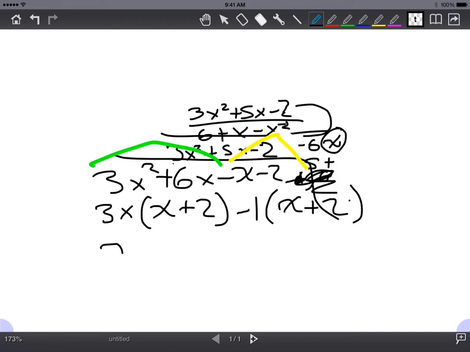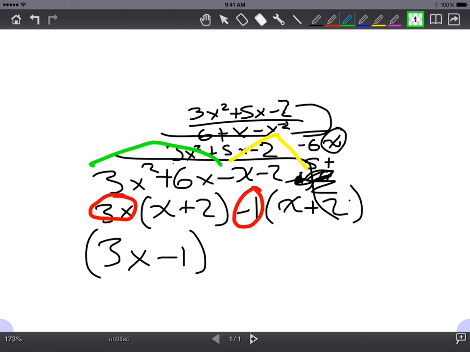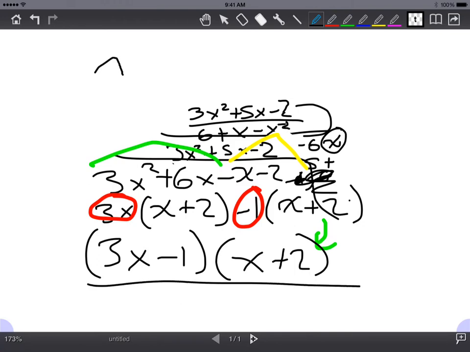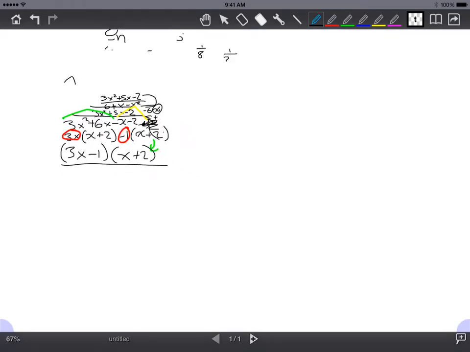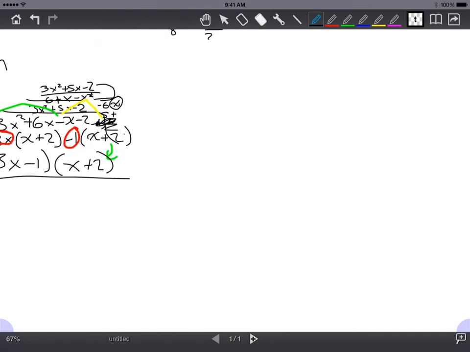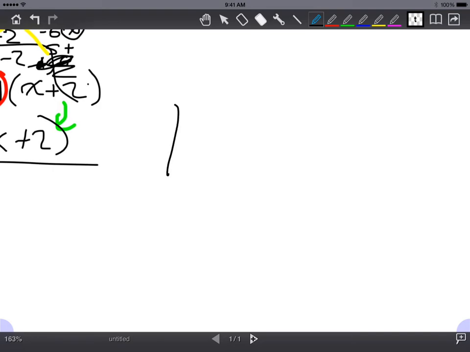So then we can pull out an x plus 2, and we just get 3x minus 1, right? Because it's this, and then we just pull that down. And then we get 3x minus 1 times x plus 2. Remember, this isn't our answer. This is our numerator. Now we've got to work on our denominator. I know, it's a lot of work. So let's check out what we have to do for our denominator.